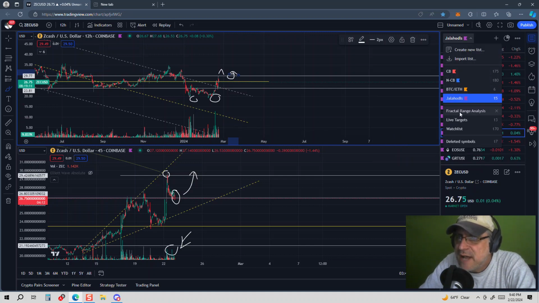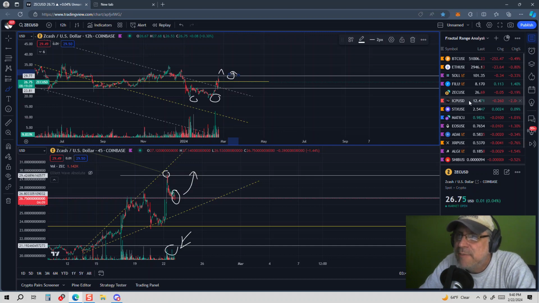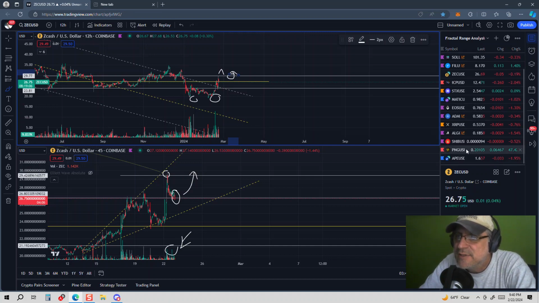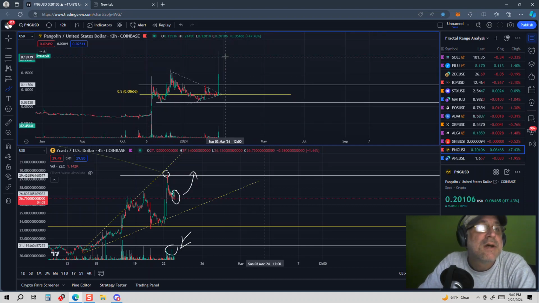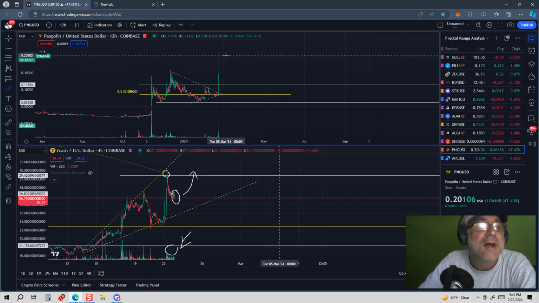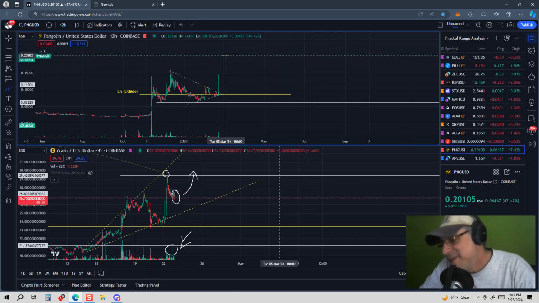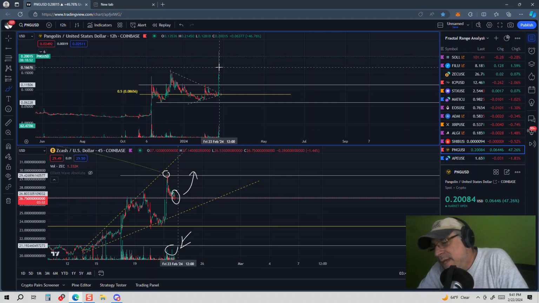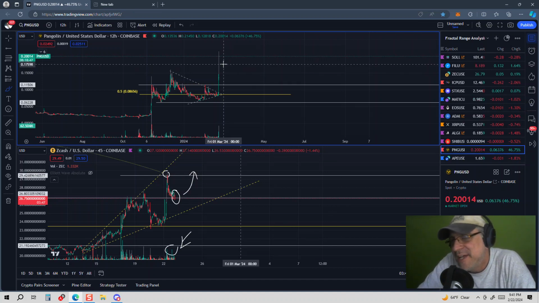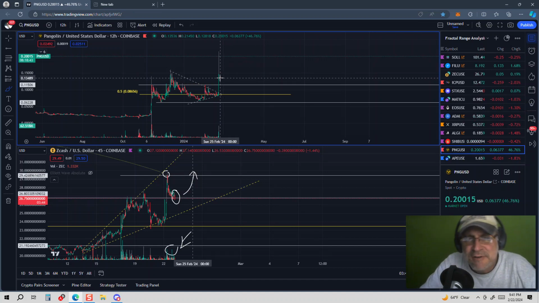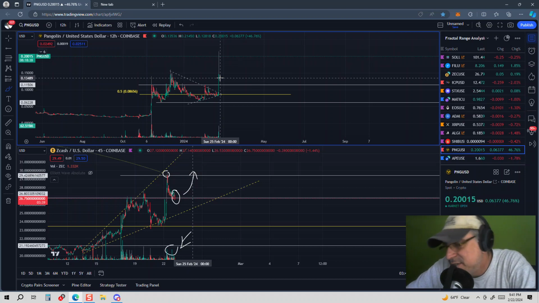So if I go to the fractal range analysis, just to give you an idea of where Pangolin sits now, it's still going. This sucker is still going. Look at this. It's gone up 100%. We're at 20 cents. So I've gotten out. I made my money on it. I made pretty good money. Now, of course, I could have made a lot more if I stayed in, but that's not the point. The point is these are readily identifiable patterns if you know pattern recognition and line spread analysis, which is what I teach.